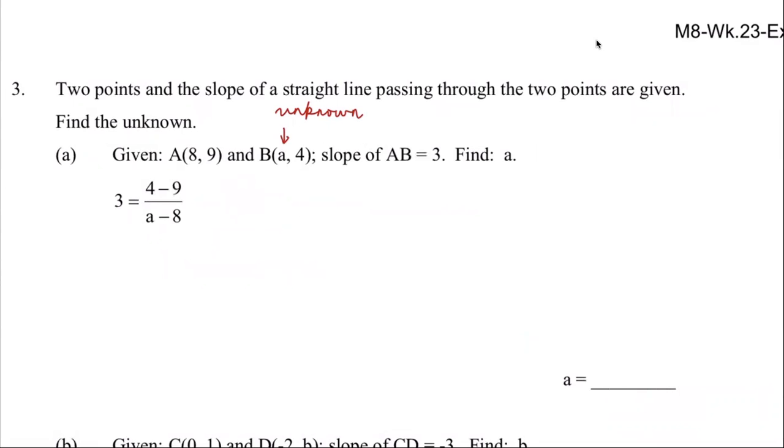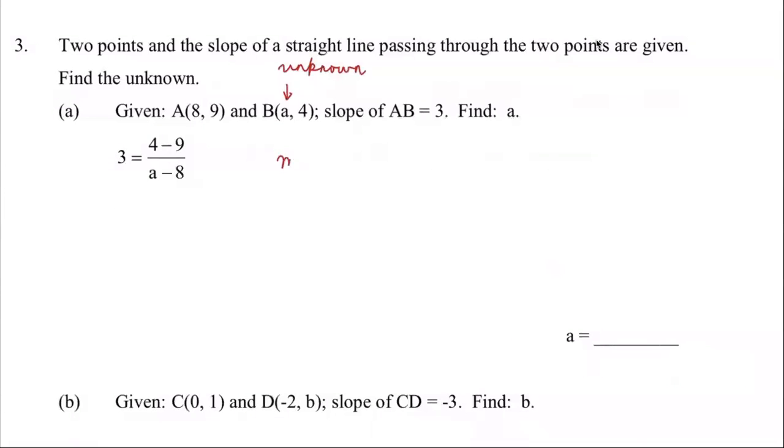So we have 2 points. We have a slope. What should we do? We use the slope formula. The slope is given in this question. This is 3, right? And we know the slope is equal to y2 minus y1 over x2 minus x1. So this is equal to 4 minus 9 over a minus 8, right? So now we have this equation.